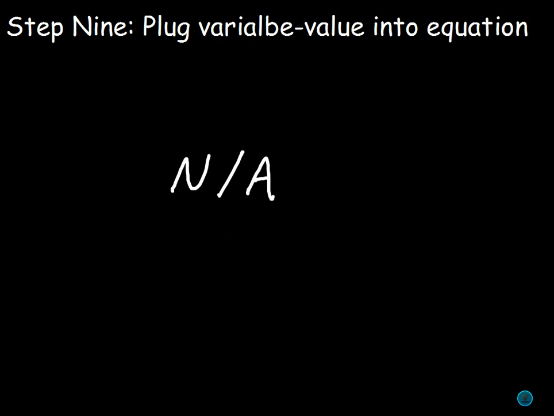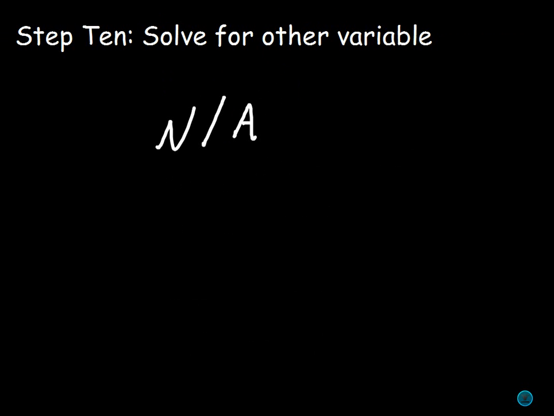When that happens in math, go ahead and write this step down for the future. Normally, you take a variable and plug it back into the equation. Since we don't have that, we'll do that in another example. Then for step 10, you'll solve for the other variable. There's another step? Yes, because there's two variables to solve for. There's an x and a y.